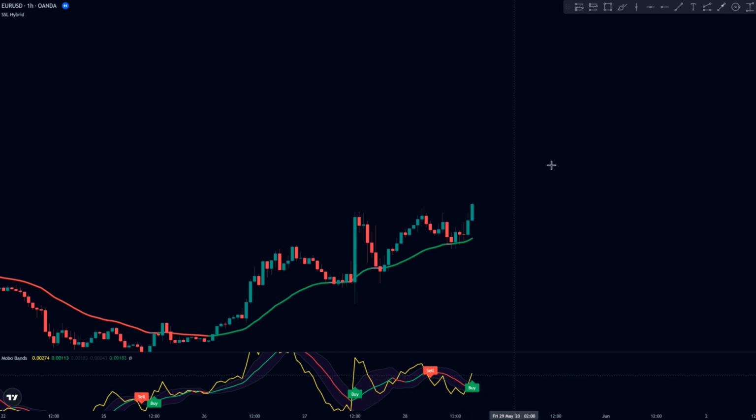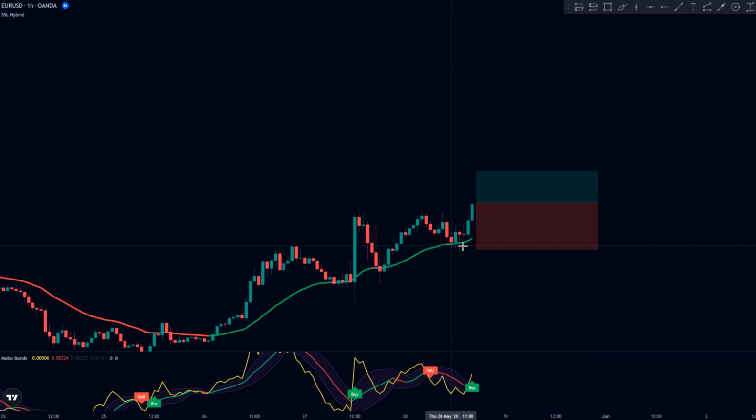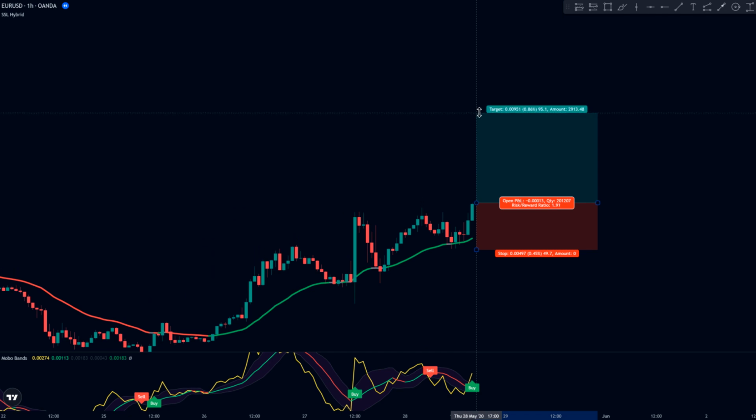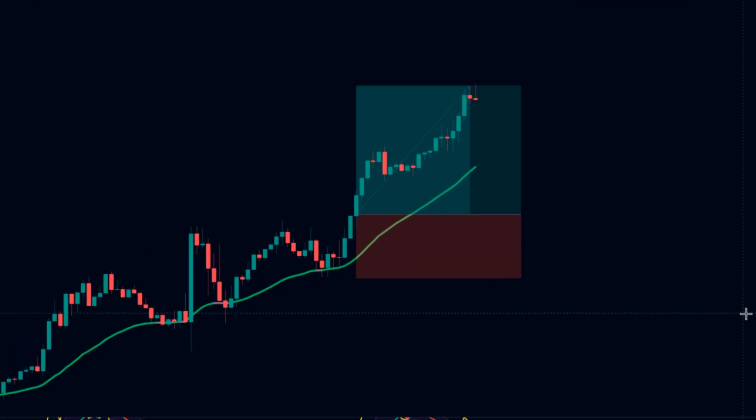We're gonna enter a long trade here, set our stop loss below the most recent swing low, which is the lowest price point reached by the last 5 to 10 candles, and for the take profit, we're gonna set it at 2 times the risk. We let this trade run and take profit.